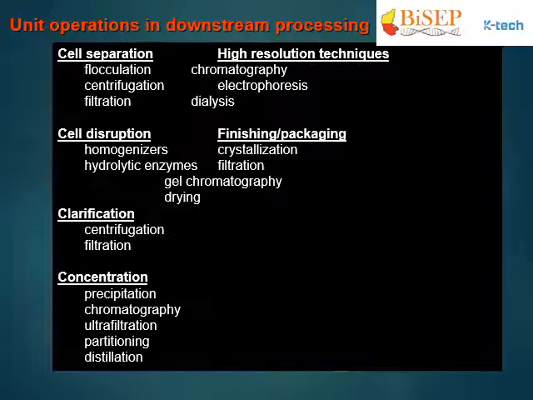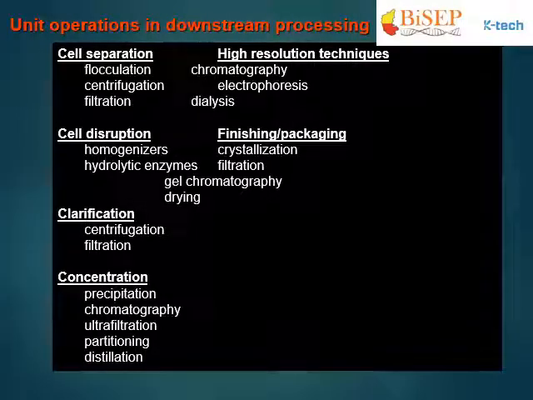So the unit operations in downstream processing are what I have shown you till now and what I am showing in the slide. It consists of, in totality, cell separation, cell disruption, clarification, concentration, high resolution techniques such as chromatography, electrophoresis, dialysis, and final packaging, that is the finishing or the packaging step by crystallization or filtration.